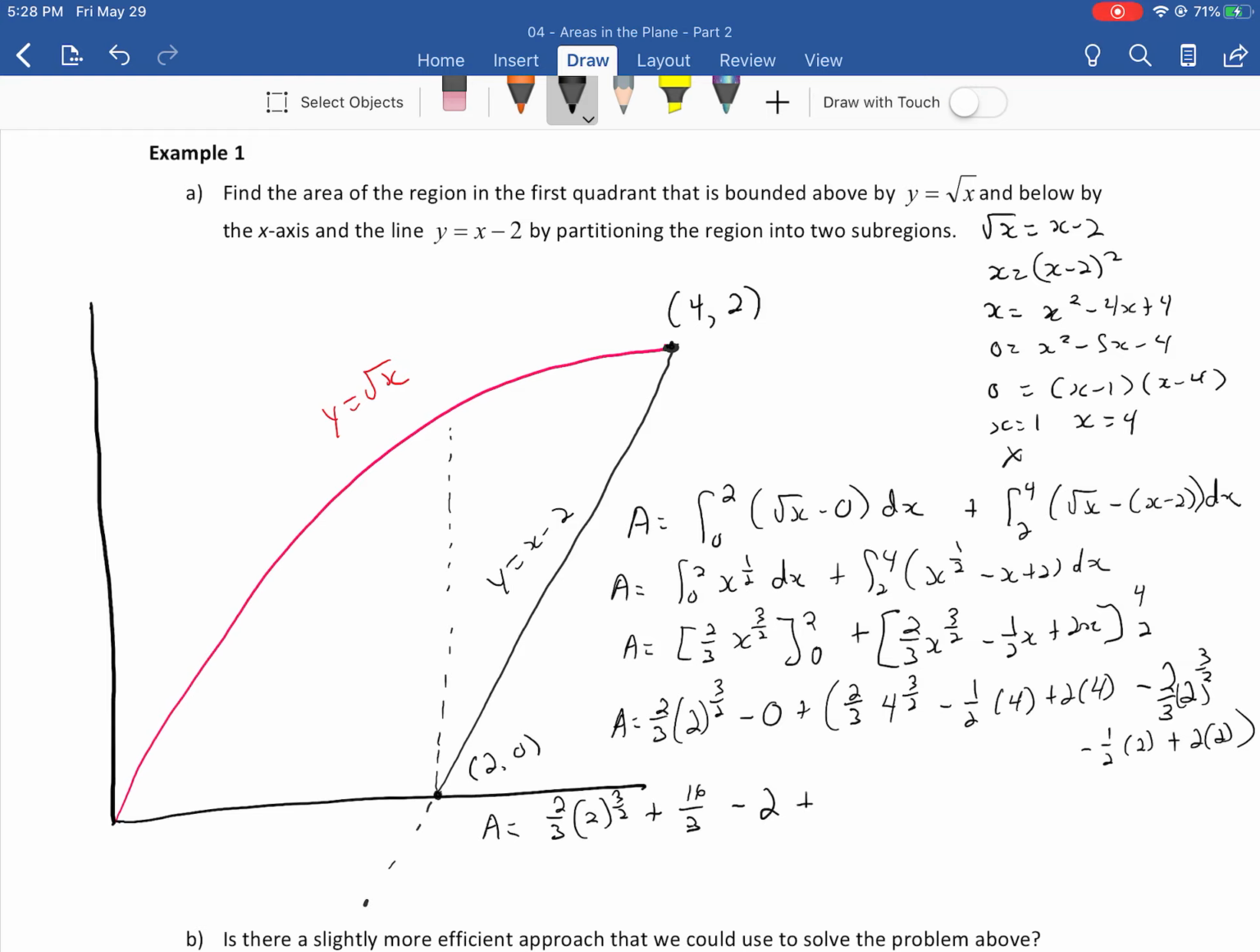Half of 4, oh, I know what that is. That's minus 2. And then plus 8. Oh, I wasn't careful with my brackets here, was I? Okay, so that was the first bracket. Minus, there's the whole second bracket. So I get this minus 2/3 2 to the 3/2. And minus, okay, this is minus a half, but it's minus a half, so plus 1 and a minus 4.